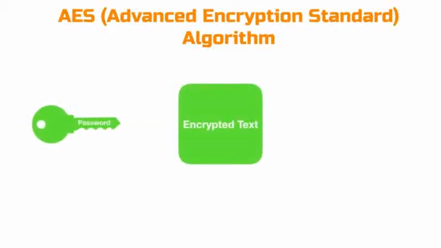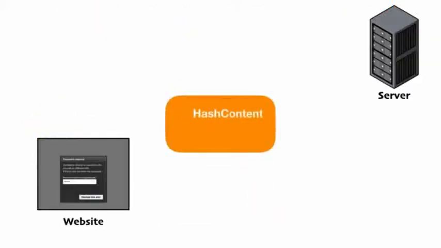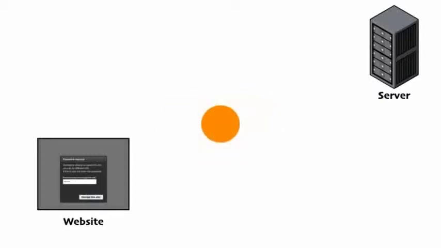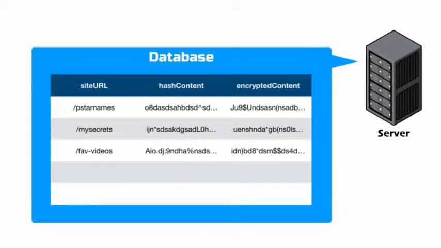So the encrypted text can only be decrypted with the password that you chose. It then sends the hash value of the text and the encrypted text to the server. On the database of protectedtext.com, the site URL, the hash value and the encrypted text is saved.